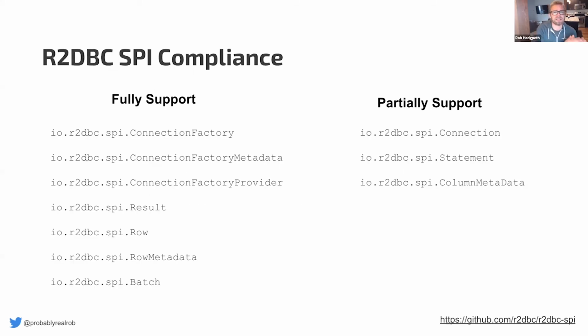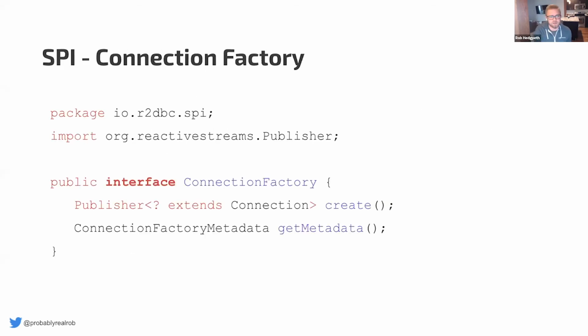Now, the SPI itself is essentially split into two parts. There are things that you need to fully support as an implementing driver, and things that you can partially support. I'm not going to dive into all of this, but understand that as a data source underneath, what you really want to do is connect to your database and return results. So what we're going to look at very quickly here is a couple of example interfaces for setting up what is a connection factory.